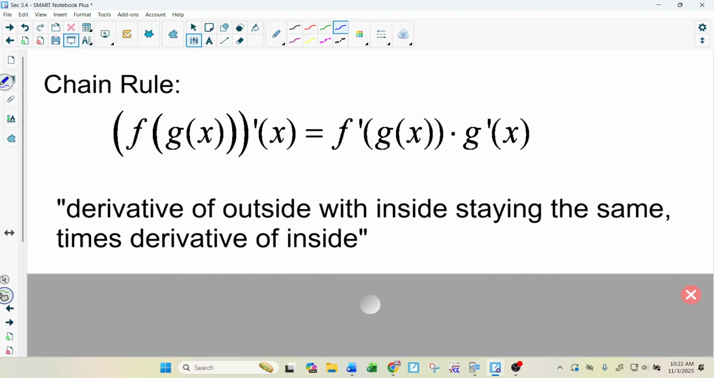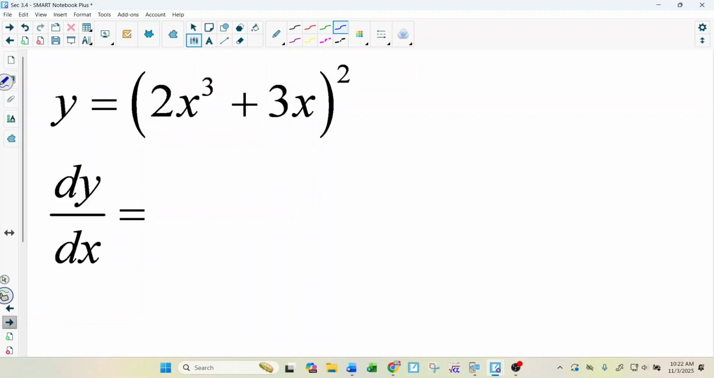So you notice what we have here. f is our outside function. g is the inside. So we take the derivative of the outside. Inside stays the same. It's still g of x inside. And then we multiply by the derivative of g. So let's look at an example.